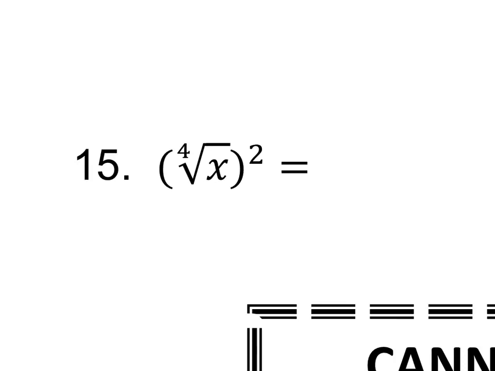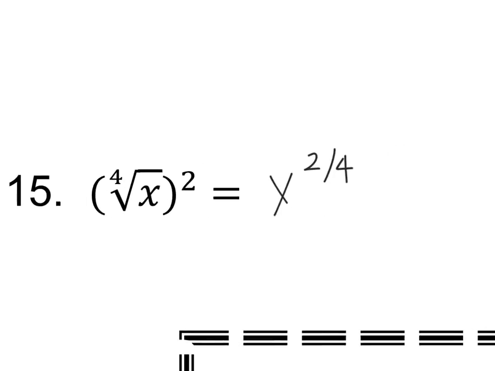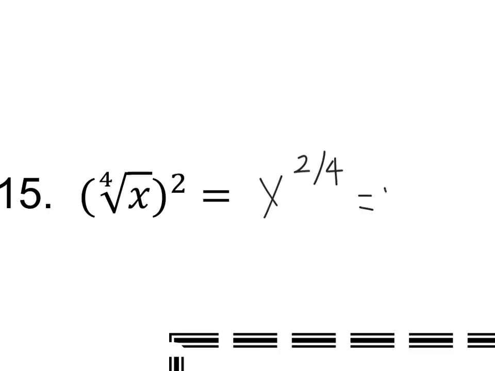Let's rewrite this using a fractional exponent. So if I have x, the 4th root of x squared, I can really write that as x to the 1/2 power. Wait, where'd you get 1/2 power? Yes, because it's really x to the 2 over 4. I could rewrite it like that. And 2 over 4 is actually 1/2.